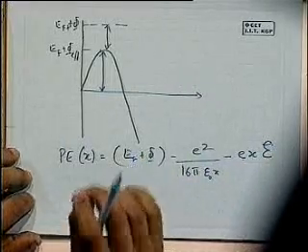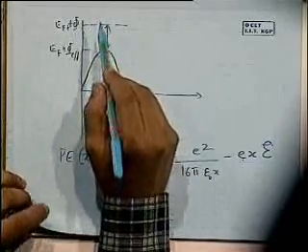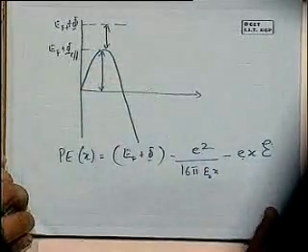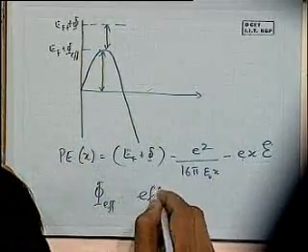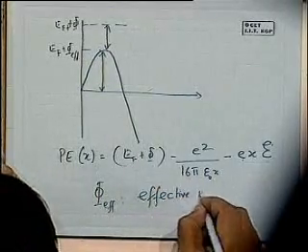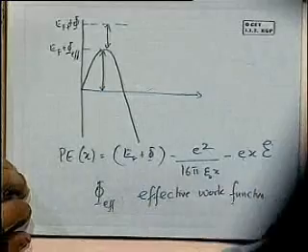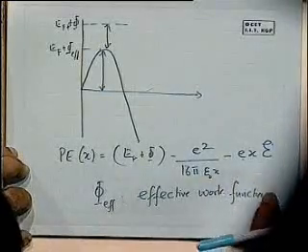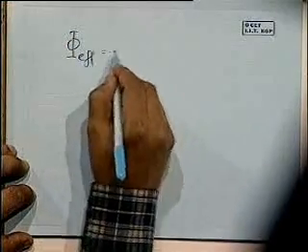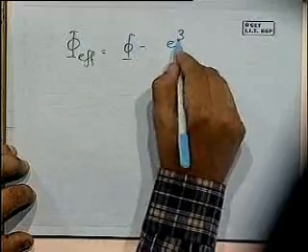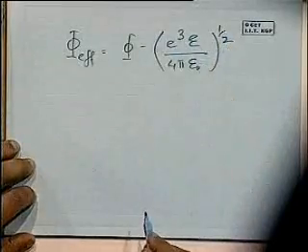And what we are seeing is that now there is a barrier that is no longer given by EF plus phi, but it is EF plus phi effective only. It is lower than before. And what is this phi effective? We call that the effective work function. And so phi effective may be written in terms of phi as phi minus a square root term.